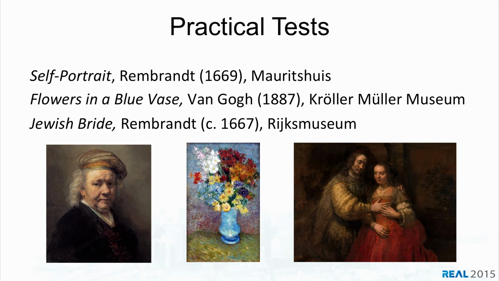So practical test, we did 3 at first. So that's a self-portrait, as there's somewhere in the room here. The Flowers in the Blue Vase by Van Gogh, and the Jewish Bride by Rembrandt. The Jewish Bride was quite big, 1.60 meters by 1.20 meters. So that was a billion pixel point cloud.